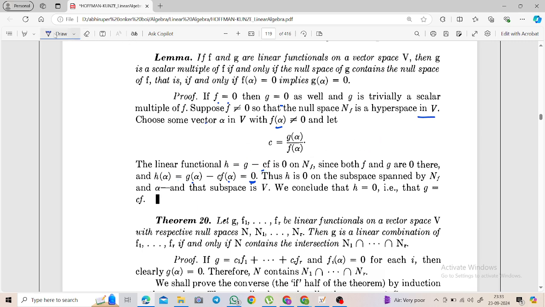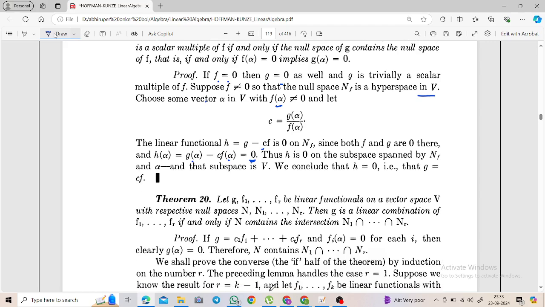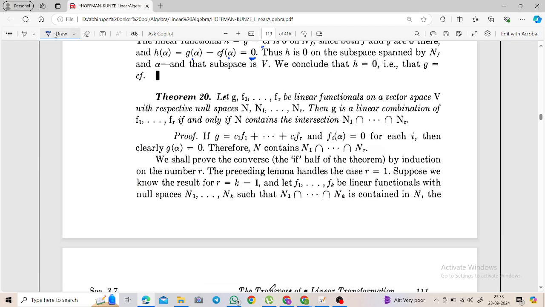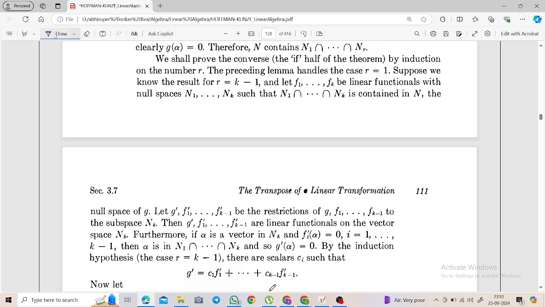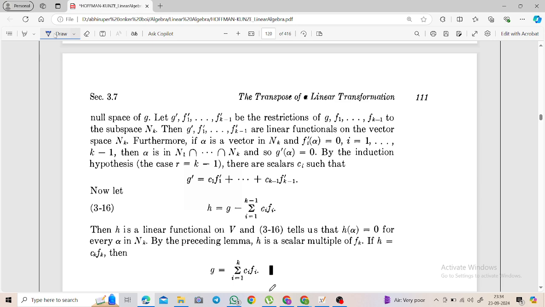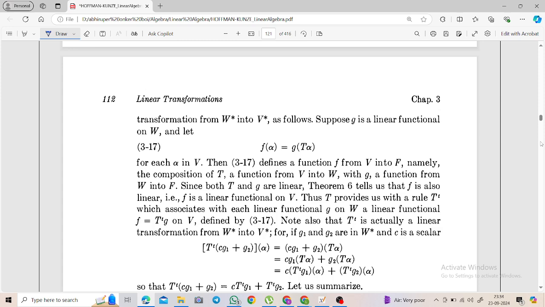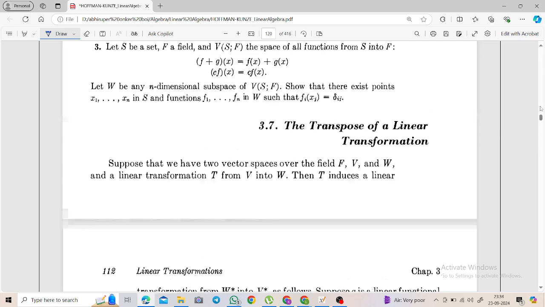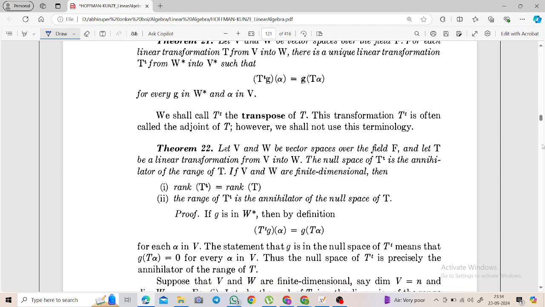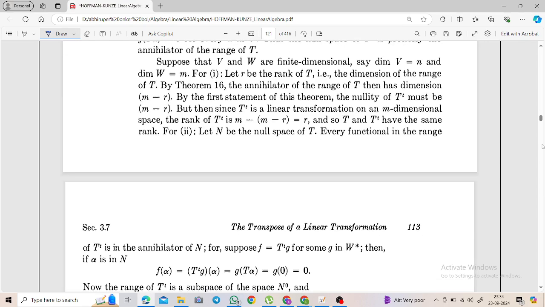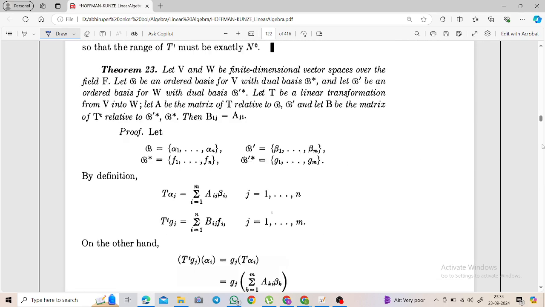Now they will use this lemma to prove the next theorem, which is the last theorem of this chapter. Just a minute. Let me see whether there is a section after this or not. Transpose of a linear transformation. Should we? Okay, we will think about it. No, this is actually needed.